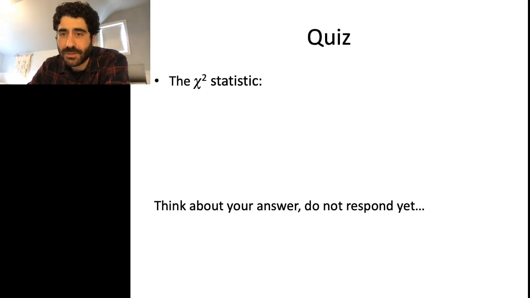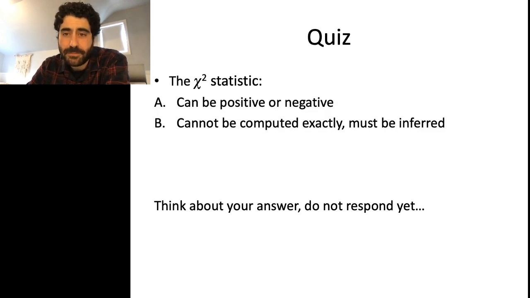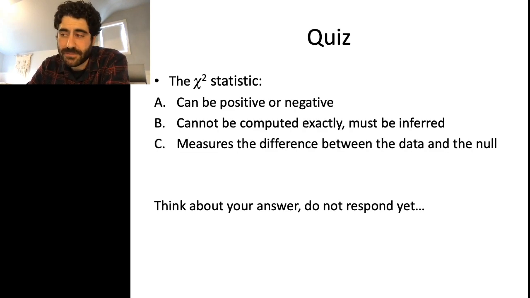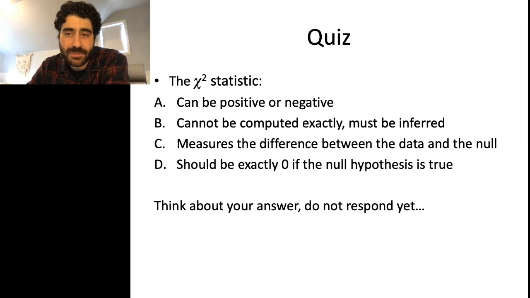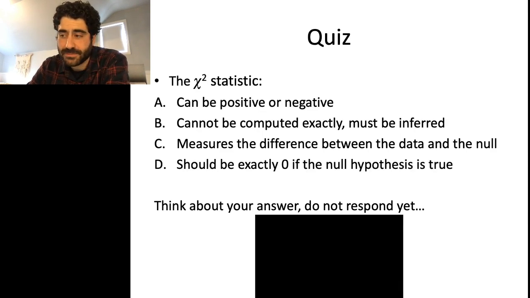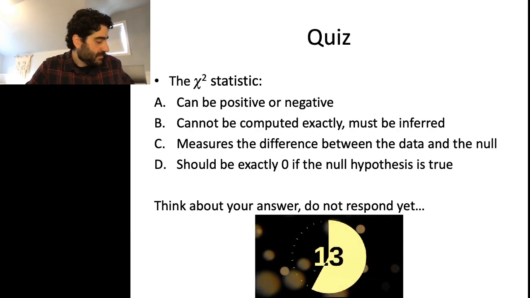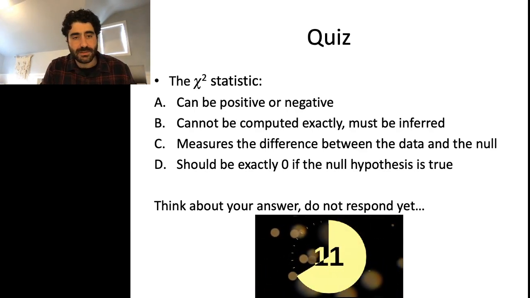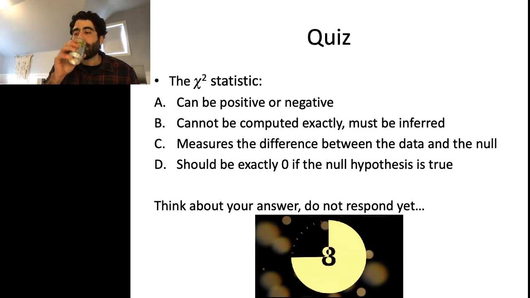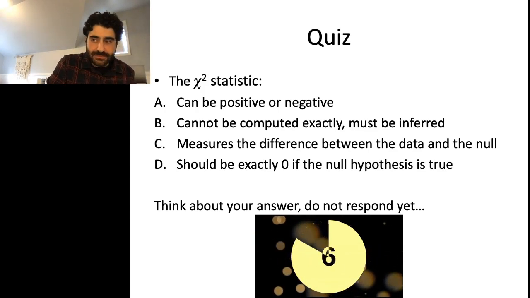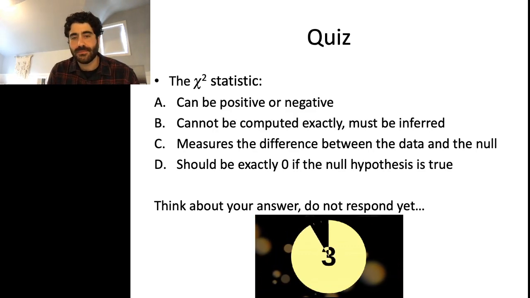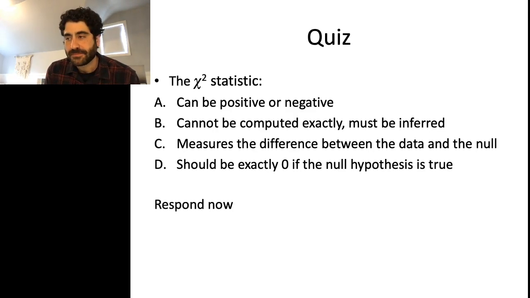Okay, take another quick quiz break. The chi-squared statistic either A, can be positive or negative; B, cannot be computed, it's just a population thing we have to infer; C, measures the difference between the data and the null; or D, should be exactly 0 if the null hypothesis is true. All right, go ahead and respond.